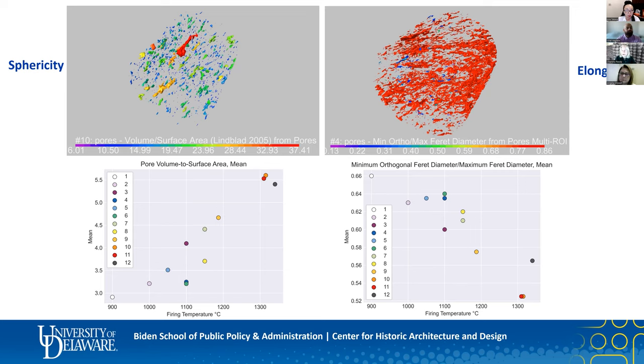And then in contrast on the right, we see a measure of pore elongation that shows the opposite. Higher values are seen with lower firing temperatures. So parameters like these can be useful in estimating possible firing temperatures for archaeological materials, especially when combined with dozens of other variables that are related to firing temperature and also to studies of the particles and matrix properties.